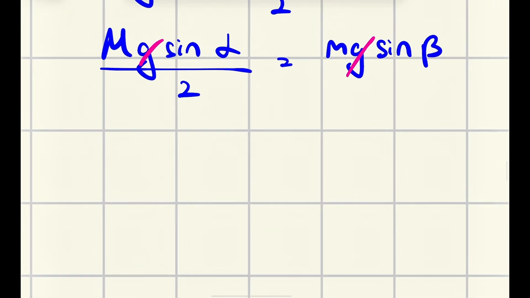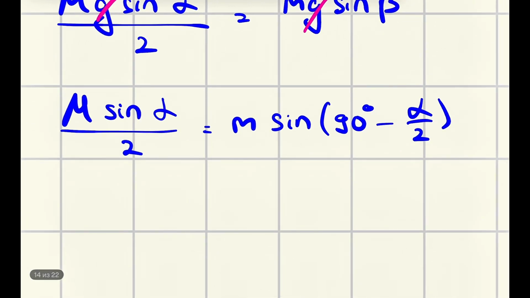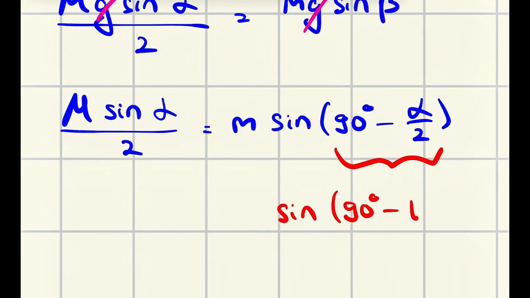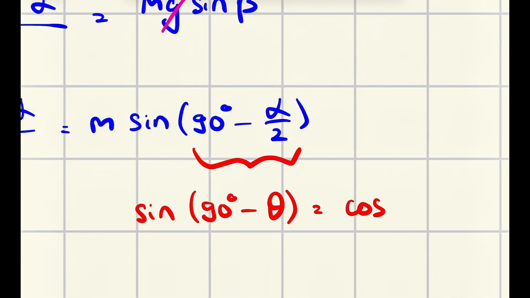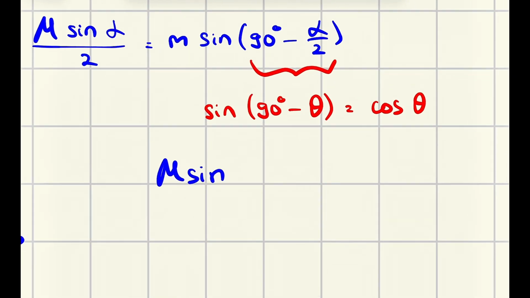If we continue it, it would look like this. m sine alpha divided by 2. This thing, m sine beta, goes to 90 degrees minus alpha divided by 2. We have found the meaning of beta. Right now, it is pretty convenient. As you can see, 90 minus alpha, in our case alpha divided by 2, but we know this law: sine of 90 minus some theta gives us cosine theta, right? Okay, that's why it would look like this. m sine alpha divided by 2 goes here to m cosine alpha divided by 2.